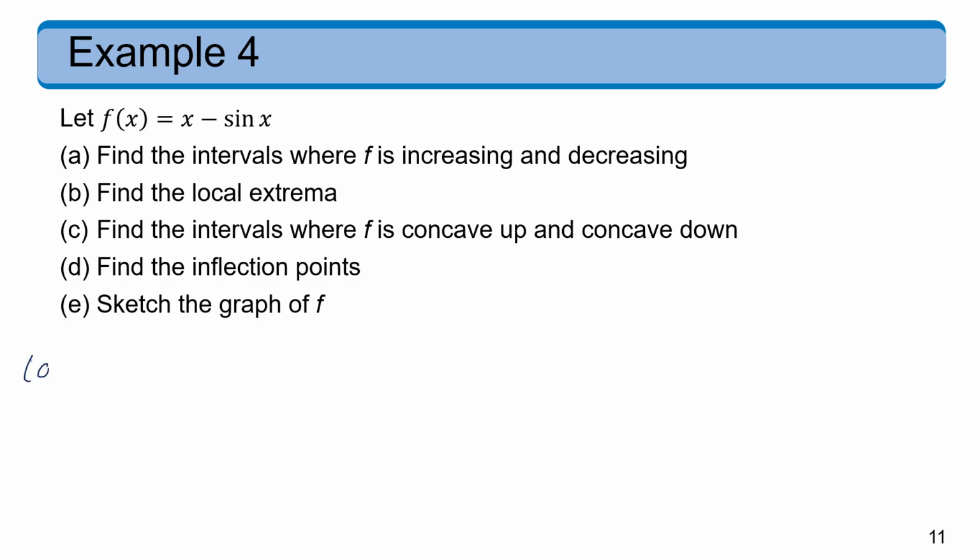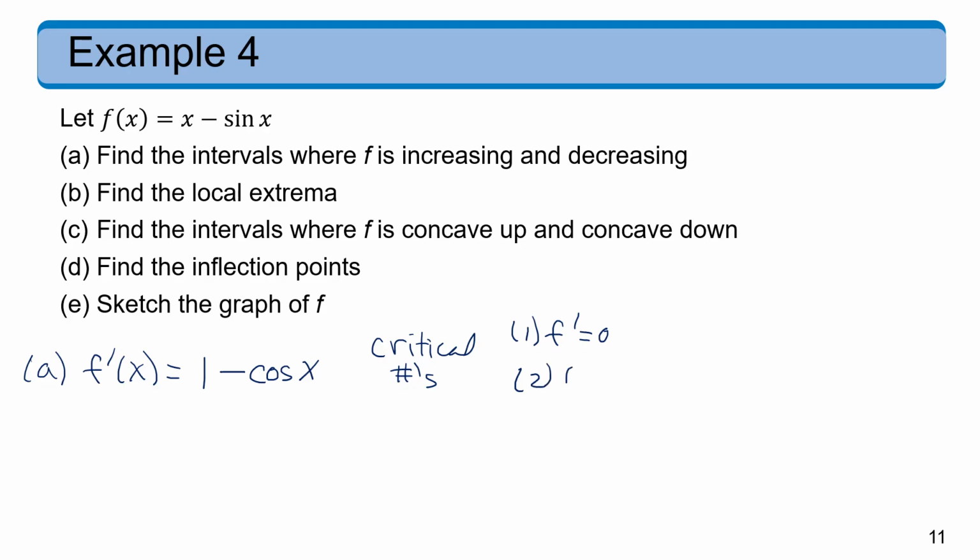Right, so we practiced one of these earlier. For that, we need the critical numbers, and to find critical numbers, you need the first derivative. So let's go ahead and calculate f prime. Derivative of x is 1, and then we have minus the derivative of sine is cosine. So to find our critical numbers, we look at two things: values that make f prime equal to 0, values that make f prime undefined.